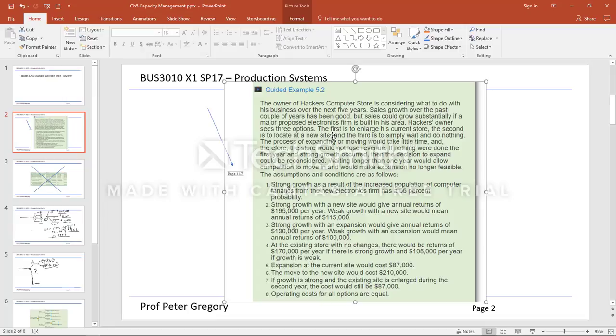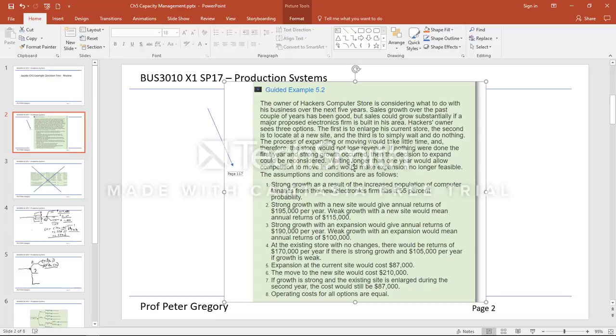The first strategy is to enlarge the current store. The second strategy is to locate at a new site. And the third strategy is to simply wait and do nothing, which is always an option, okay? The process of expanding or moving would take little time, and therefore the store would not lose revenue. So that's virtually instantaneous, no matter which decision, whether we expand or go to a new site, okay?